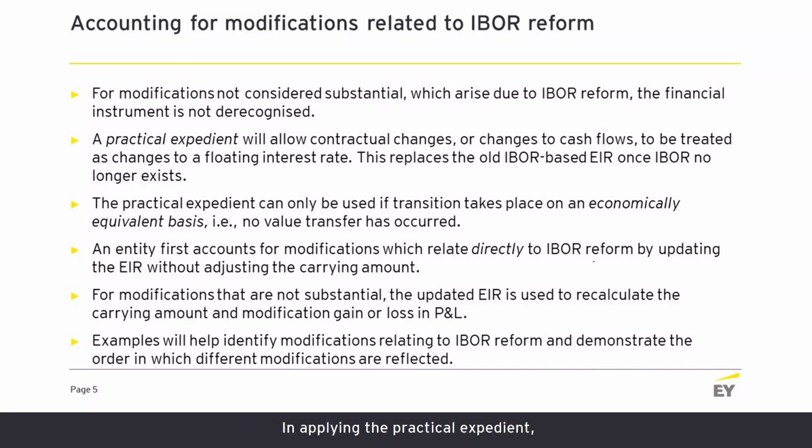In applying the practical expedient, an entity first identifies and accounts for modifications to the instrument which relate directly to IBOR reform. This is done by updating the effective interest rate, otherwise known as the EIR, without adjusting the carrying amount. Any other modifications to the financial instrument made at the same time, such as changing the credit spread or maturity date, are assessed, and if they are not substantial, the updated EIR should be used to recalculate the carrying amounts of the financial instrument, with any modification gain or loss recognised in profit or loss.